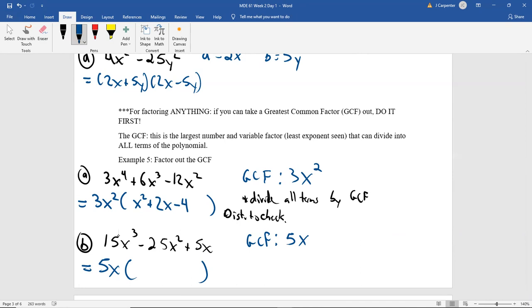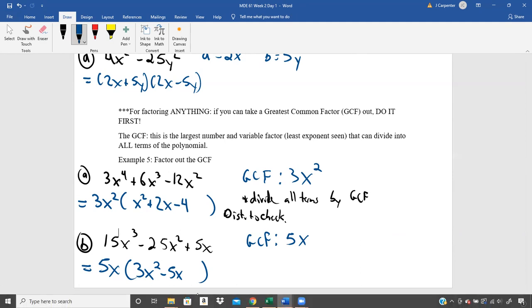15x cubed divided by 5x, well, 15 divided by 5 is 3. X cubed divided by x would be x squared. Minus 25 divided by 5 is 5. X squared divided by x is x to the first. I'm not going to write the 1.